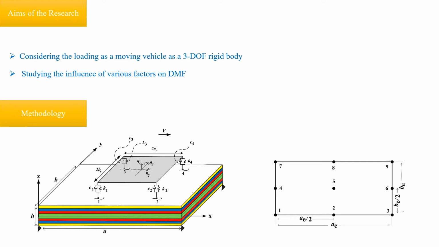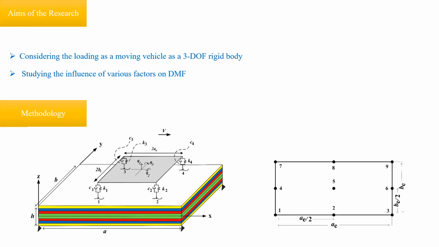As you can see, the plate has dimensions A, B, and H, referring to length, width, and thickness respectively. Also, the vehicle has 3 degrees of freedom determined by Q1, Q2, Q3, which is moving from left to right.